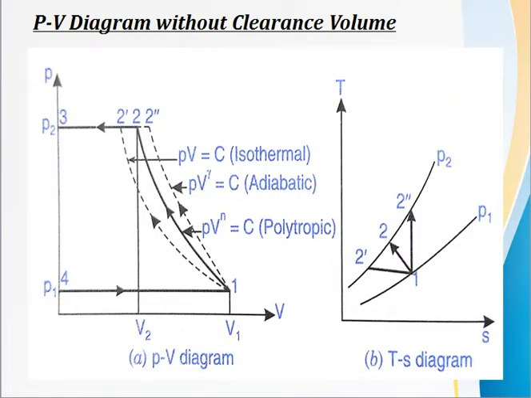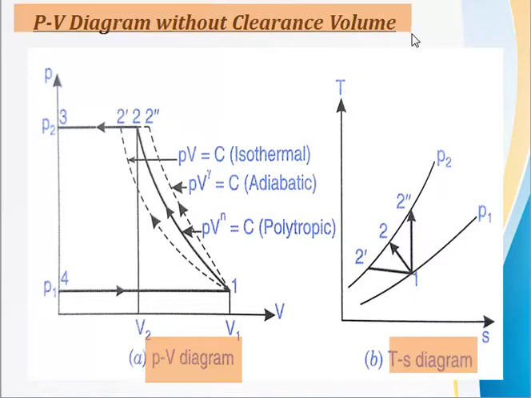let us go through the PV diagram without the clearance volume. Now in this diagram you have the PV diagram and the TS diagram. Now in the PV diagram you can clearly see the PV diagram is without the clearance volume. Now there are three processes basically. 1 to 2 dash is the reversible adiabatic process having PV raised to gamma is equal to constant. You can see this line. The next one is the polytropic process, PV raised to n. That is the polytropic index. So 1 to 2 is the polytropic compression.